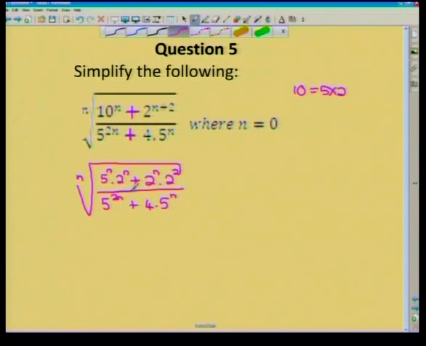Now, what does 5 to the 2n mean? Well, it means this. It means 5 to the n all squared, or we could think of it as 5 to the n times 5 to the n. I personally think we're better off thinking of it like that. Let's see what happens next.